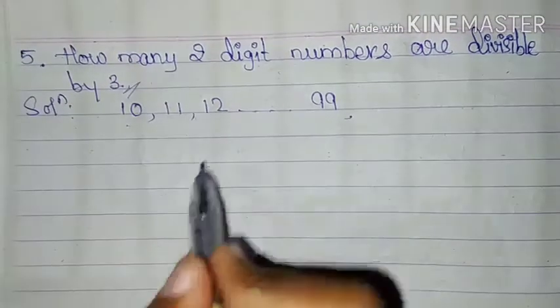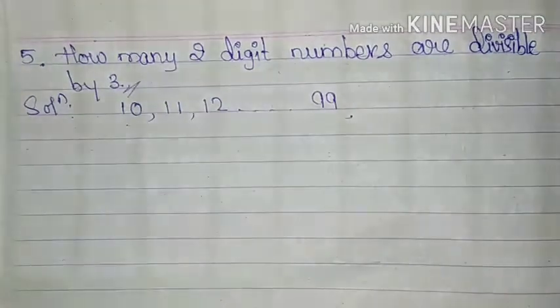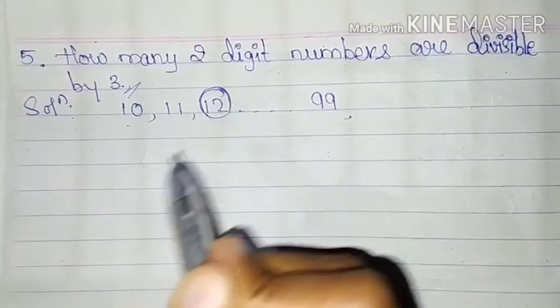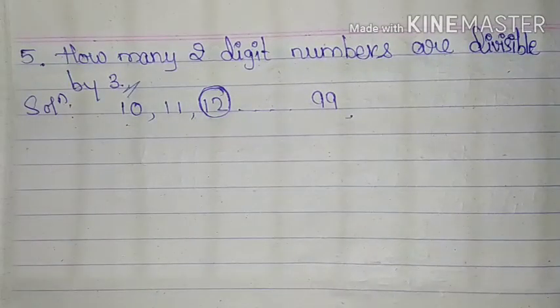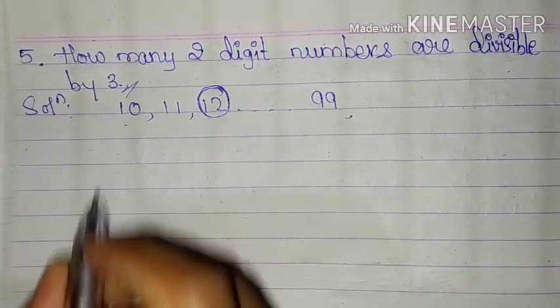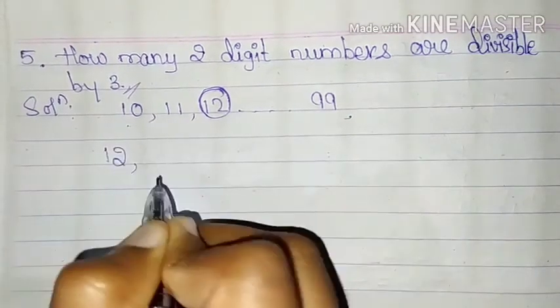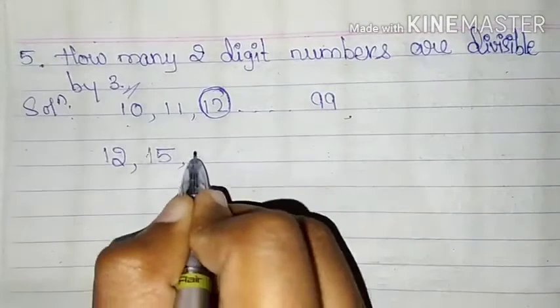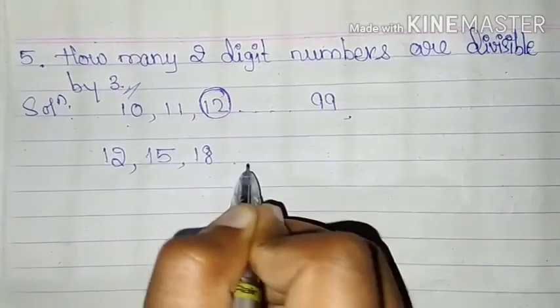The first 2-digit number which is divisible by 3 is obviously 12. If you think about it, 3 4s are 12, so obviously 12 is divisible by 3. So the very first number is 12. Then the next number is 15, then the next number is 18, and so on.